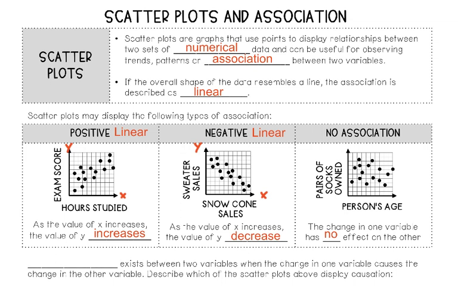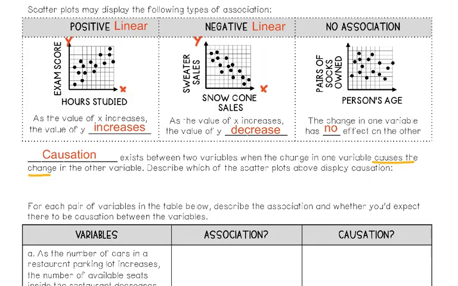The last type of scatter plot has no association because there's no relationship between a person's age and how many pairs of socks they own. There's no association between those two things. The change in one variable has no effect on the change in the other. So we've talked about the main types of association: positive, negative, and no association.